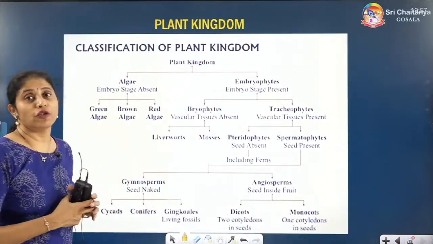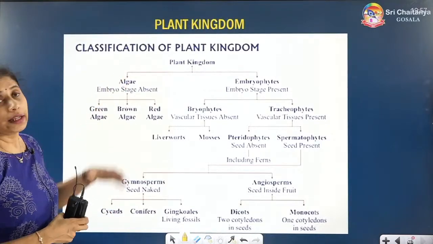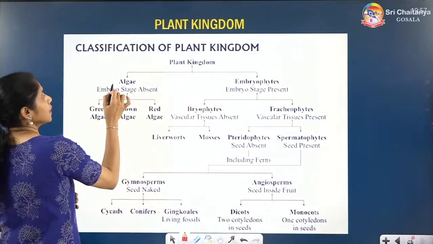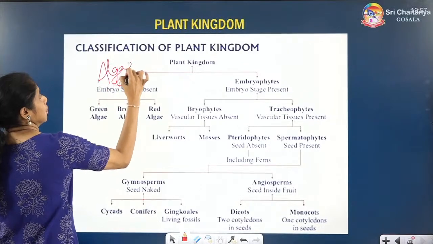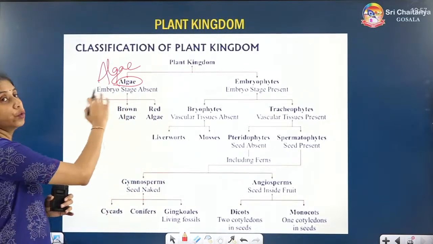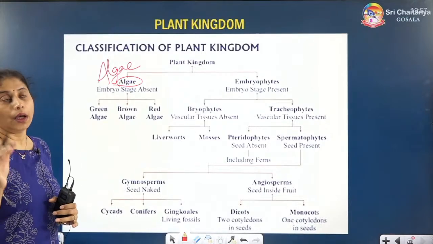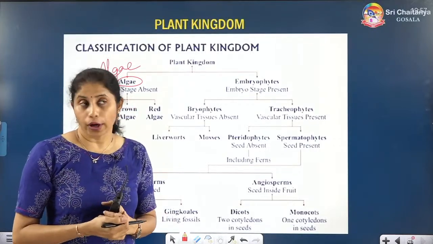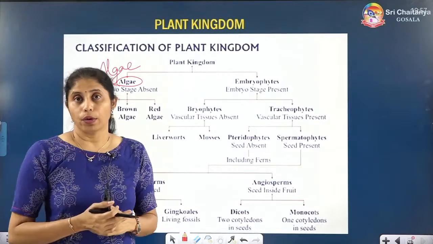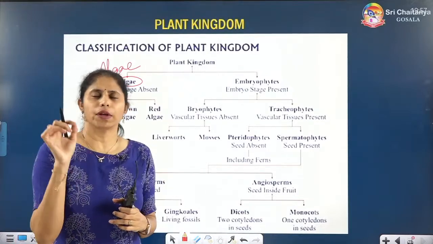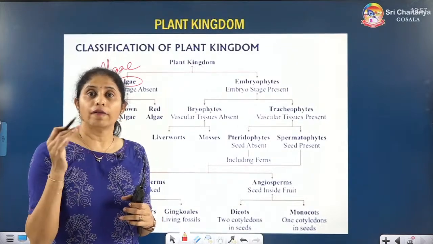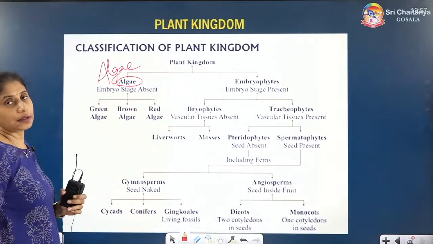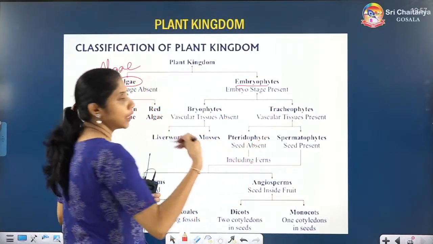The brief explanation of the plant kingdom will go like this. The plant kingdom is classified first into algae, in which there is no embryo stage; embryos are absent. An embryo is a stage formed from the zygote. The zygote is the fertilization product and it becomes the embryo. But algae, the primitive, very small microscopic plants, don't have embryo stages, so they are called non-embryophytes.